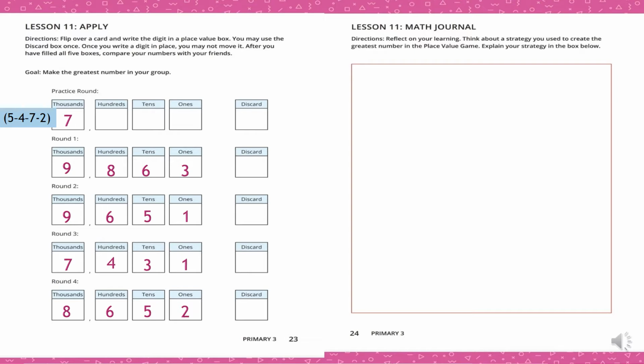Then, the greatest digit from the digits left. The greatest digit now, we took 7. So, the greatest will be 5. I will put 5 in hundreds. Then, what is the greatest digit? 4. So I will put 4 in tens place. Then the last digit 2, I will put it in ones. So I have here the greatest number I can form from these digits.